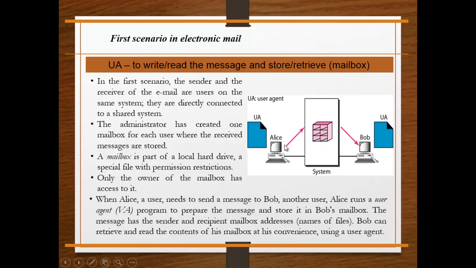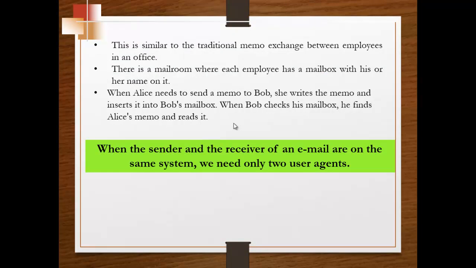When Alice wants to send a message to Bob, she will run a user agent, write the message, and put it in the mailbox of Bob, which is stored in the sender system. Then Bob will come, open the mailbox, retrieve the message using the user agent, and read the information. So this is the very first scenario. It is useful when the sender and receiver are on the same system. We need only a user agent.